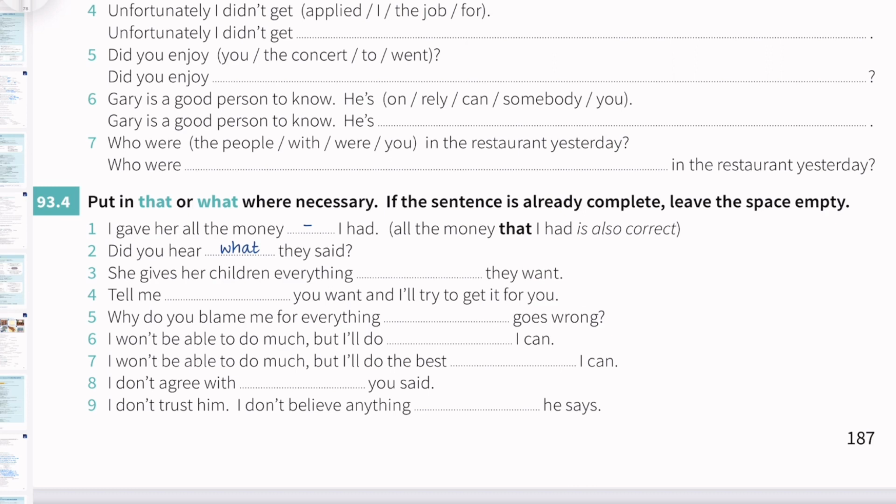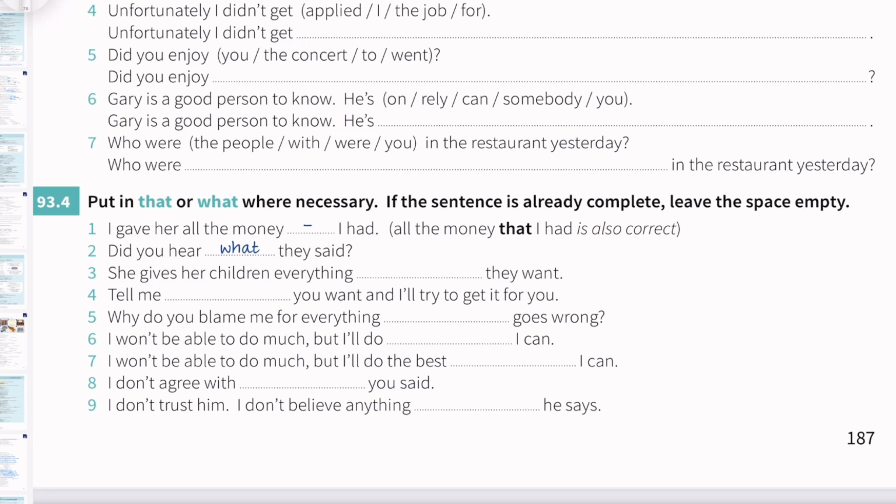The last one, number 4. Put in "that" or "what" where necessary. If the sentence is already complete, we can leave the space empty. Like the example, "I gave her all the money I had." You don't need to fill in anything because it's already complete. It is already understood. We can put "that" as well for question number 1: "I gave her all the money that I had." That is also correct in this case.